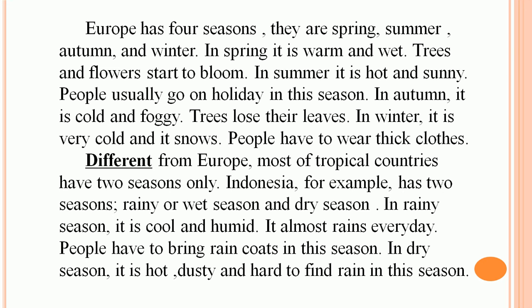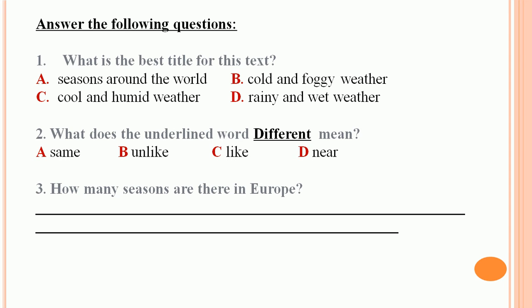We have a sample here. We have this passage, and the passage is about Europe. No, it is not about Europe. Europe has 4 seasons, so it is about seasons in Europe or seasons around the world. This is the passage, as you see, my dear students, and these are the questions.